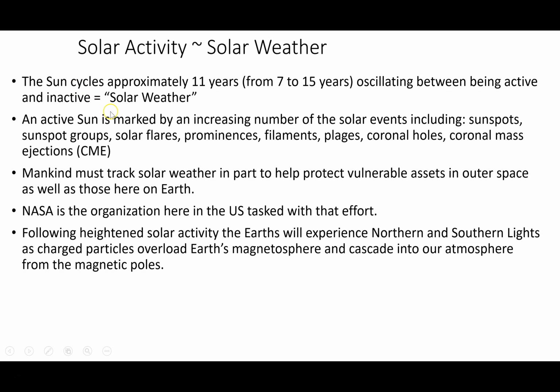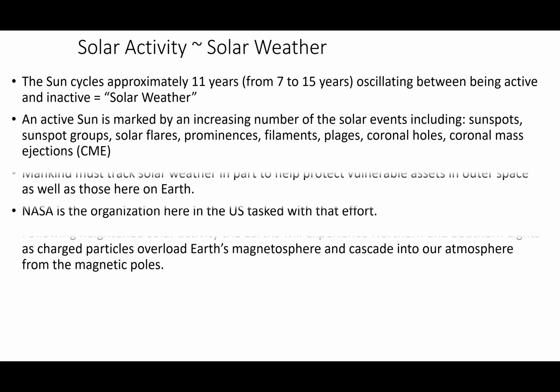So with an active sun, you should expect to see sunspot groups, solar flares, prominences, filaments, plages, coronal holes, and coronal mass ejections. The reason we care about the activity of the sun, and the cool word is assets. We have assets in outer space, assets including like the International Space Station with people aboard, the Hubble Space Telescope, other things. We need to know what the sun's cycle is, and can we expect a coronal mass ejection, for example, that would compromise our assets out there. Okay.